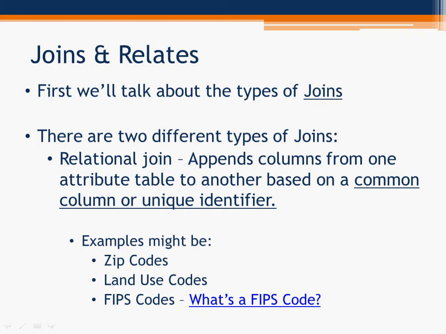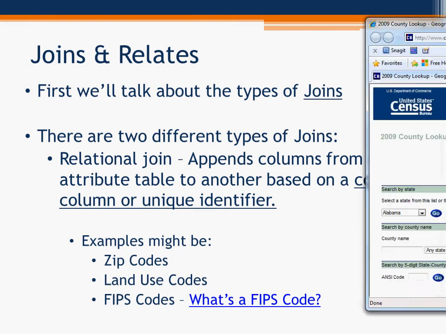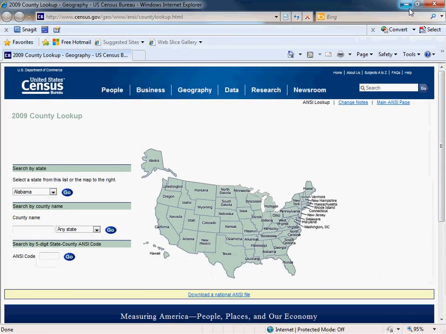So a couple of examples. We're all very familiar with zip codes. We're now all starting to get pretty familiar with land use codes. So we'll talk about how these might be used within the context of this joins and relates lecture. But I did mention in the last lecture and in the last demo this idea of a FIPS code, a Federal Information Processing Code. So I've got a link in here that talks about what a FIPS code is, and so that launches this map, and you guys can do this as well within the PDF.